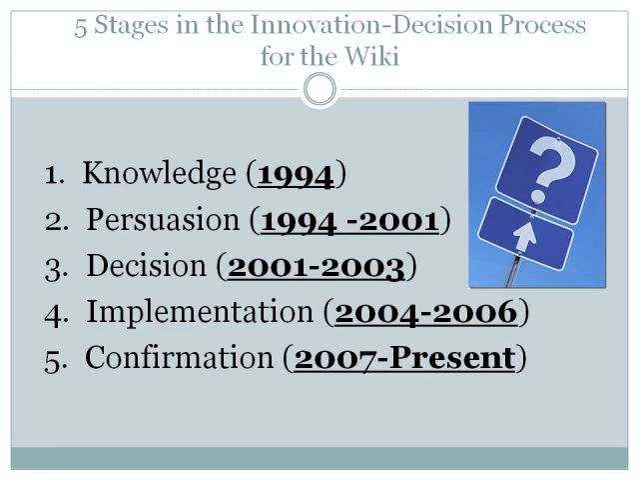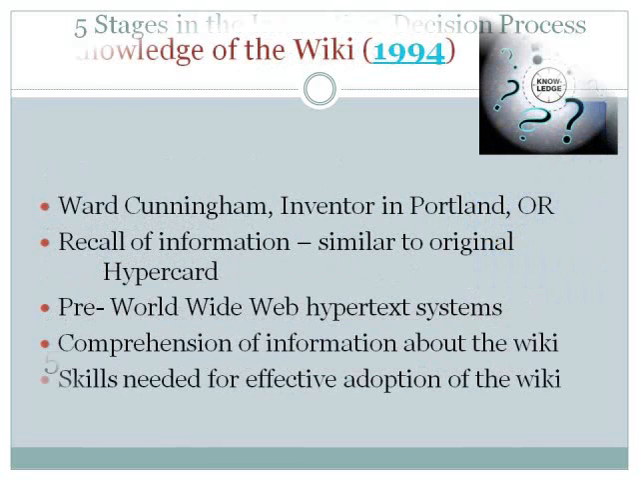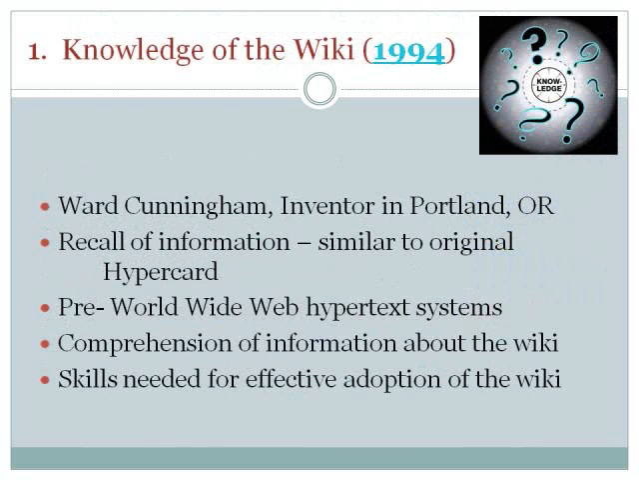As you can see from this slide, the 5 stages are listed. The years following each stage are when that particular stage was implemented in the process of the wiki. The first stage in the innovation decision process is knowledge. In 1994, the first wiki was created by Ward Cunningham in Portland, Oregon at his place of business. It was similar to the original HyperCard, and it was pre-World Wide Web hypertext. Comprehension of information about wikis and skills needed are very important for an effective adoption of the wiki.